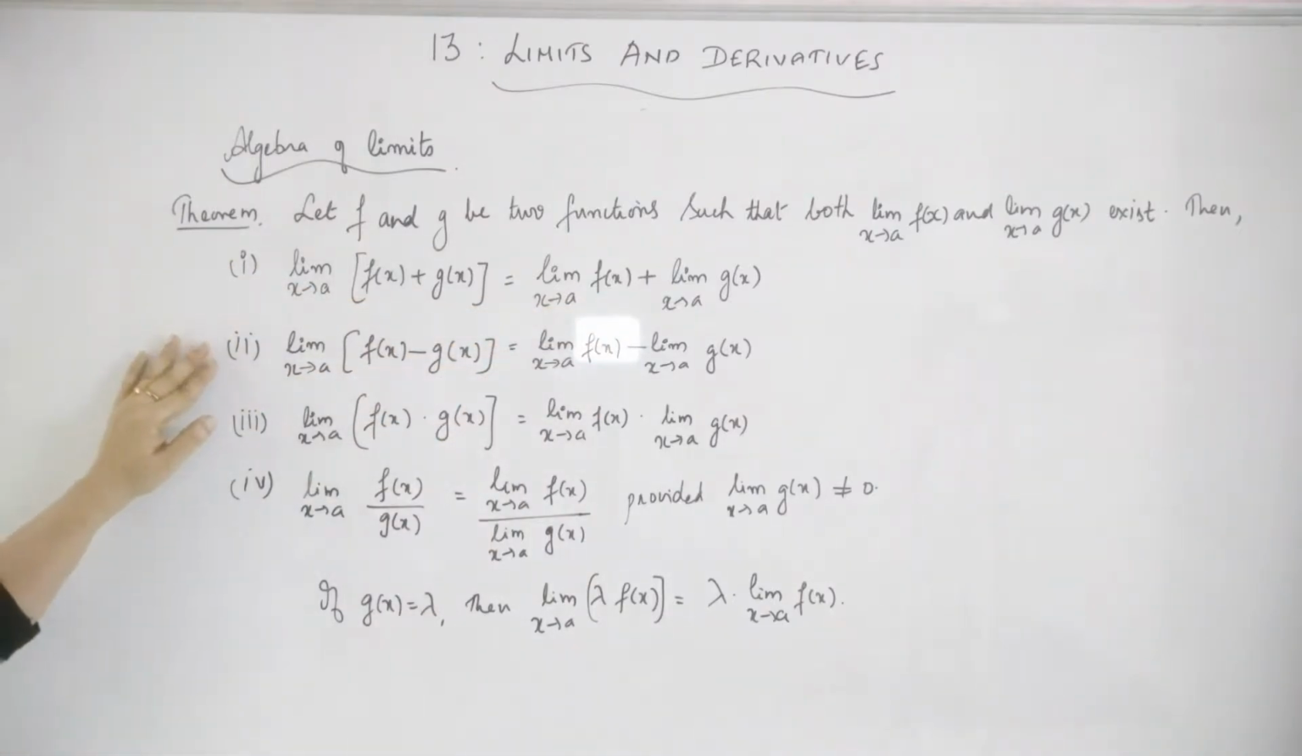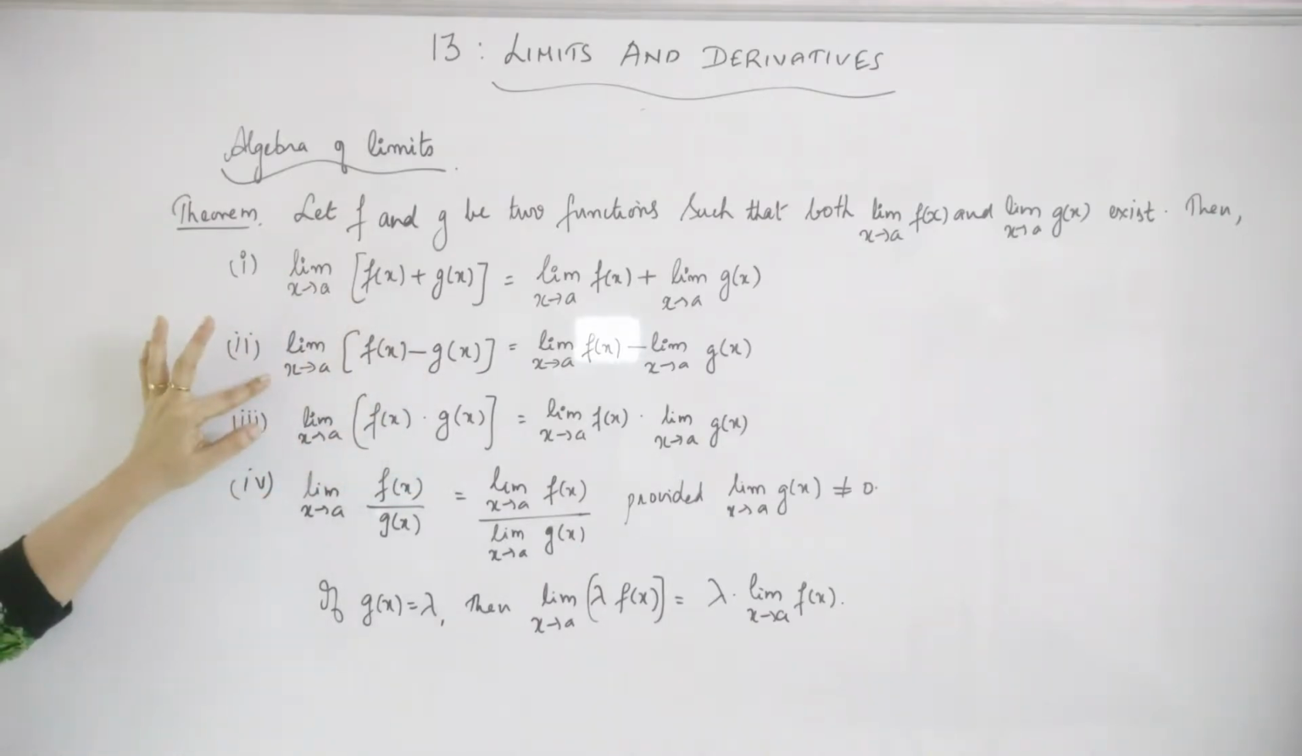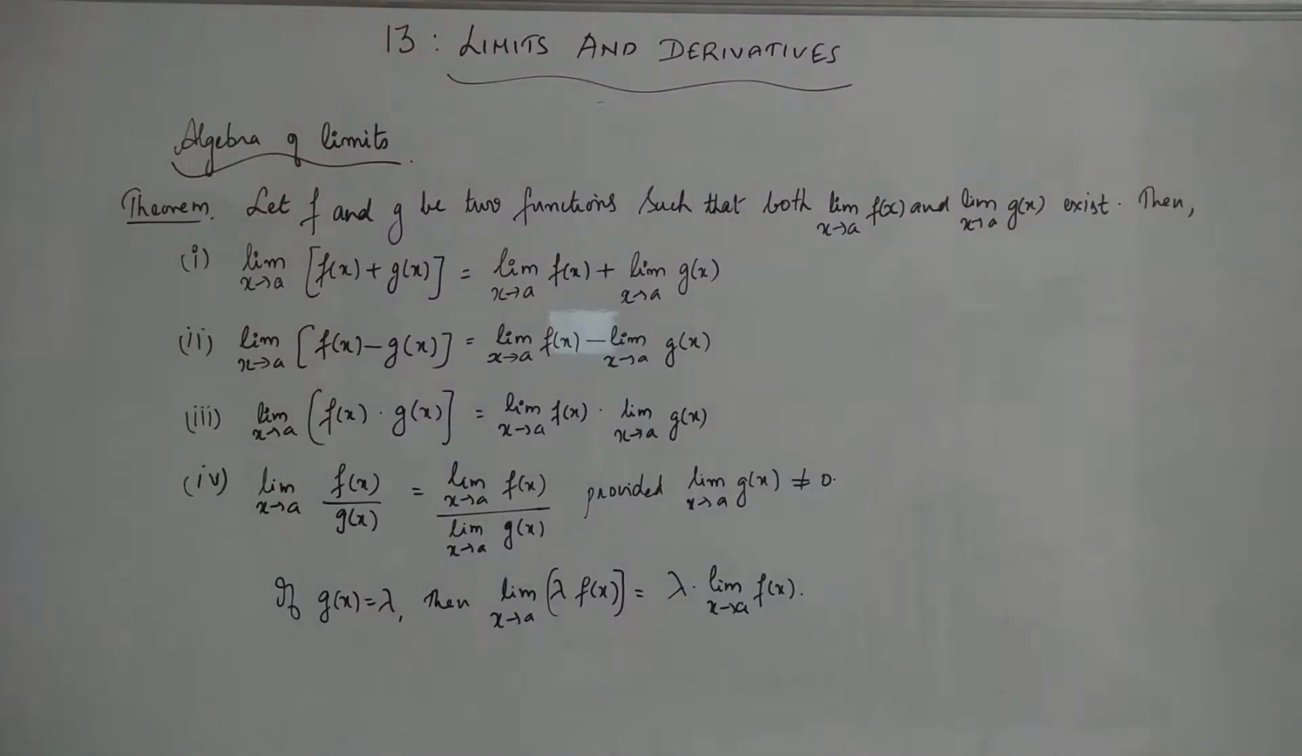Next one is, if you are taking the difference of two functions, their limit will be the same as the limit of their difference. Okay, the difference of the limits of two functions is the same as the limit of the difference. So here you have limit x tends to a f of x minus g of x is equal to limit x tends to a f of x minus limit x tends to a g of x.